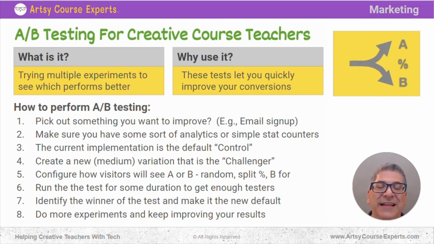Then you let that test run, and you might actually go ahead and repeat this entire process and do another test. Maybe that got me from 4% to 6%. I wonder if this other change could get me to 8%.